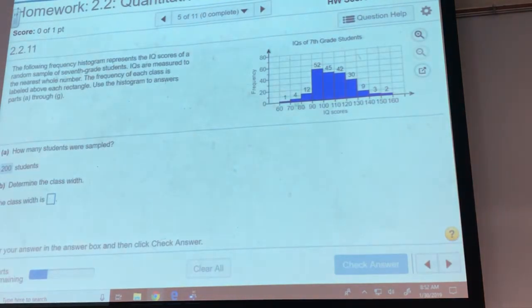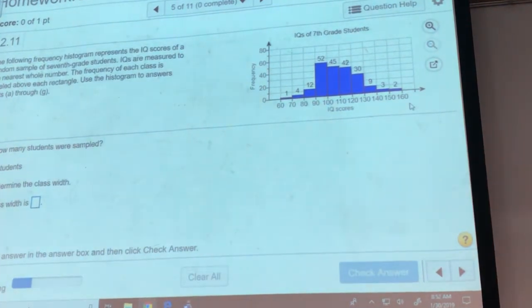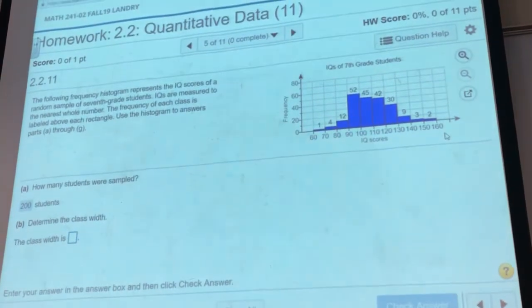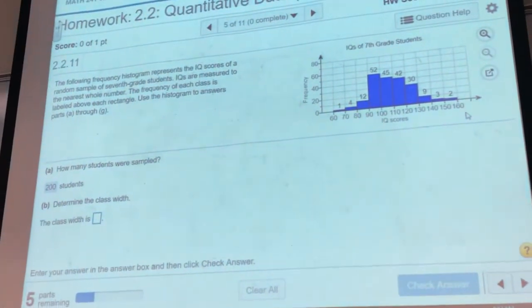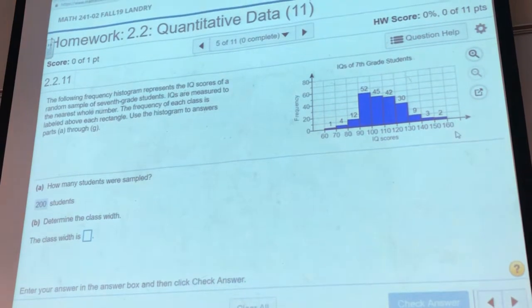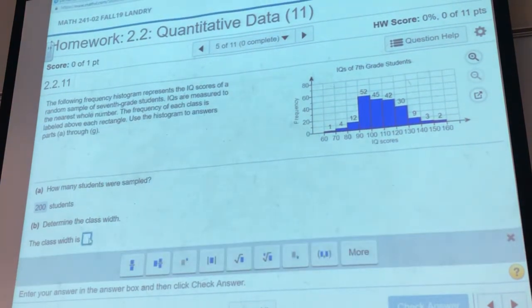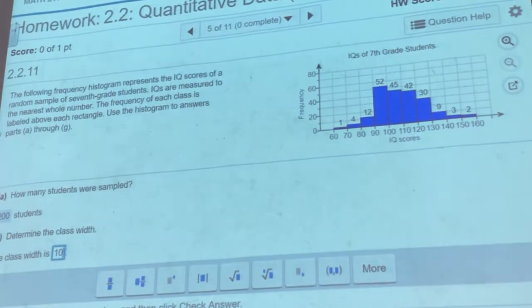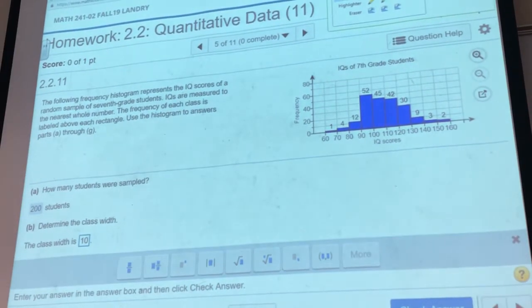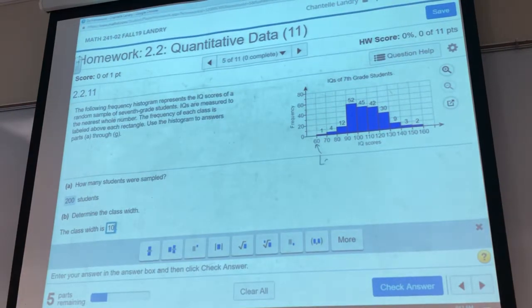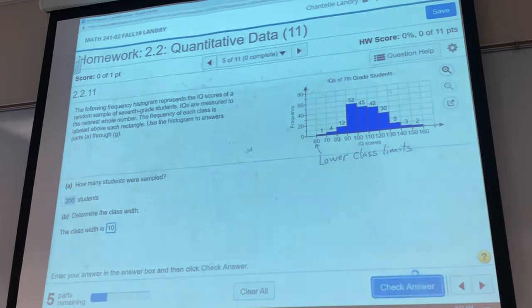And then they want to know the class width. To get the class width, again, we're just going to look down here at the bottom. When they do histograms for this book, they only use lower class limits. So if we just do 70 minus 60, that's going to give us our class width of 10. These are lower class limits, so they don't even include any upper class limits, so it's pretty straightforward. Just subtract those two numbers and you get your answer.